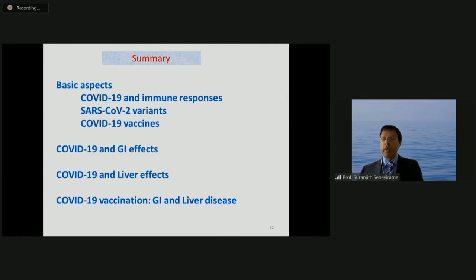GI effects, especially with IBD, I mentioned, liver effects with chronic liver disease and liver transplant. The take-home message with vaccine: please vaccinate our patients early. Don't delay. Look after the immunocompromised patient, look after the cancer patient. That is a group of patients who would do badly if they get COVID and get breakthrough COVID.